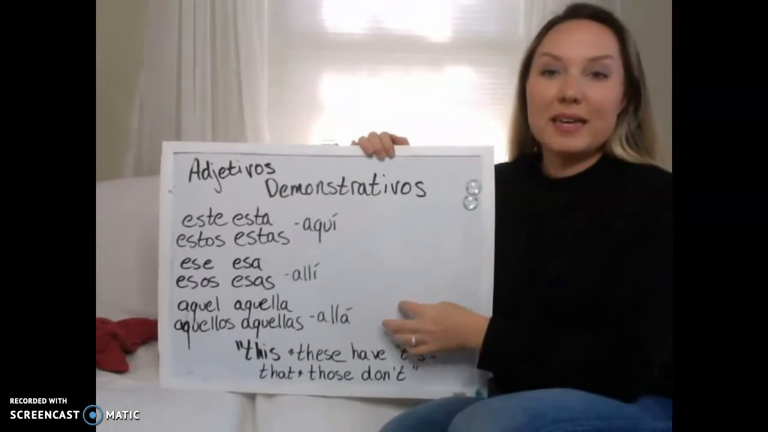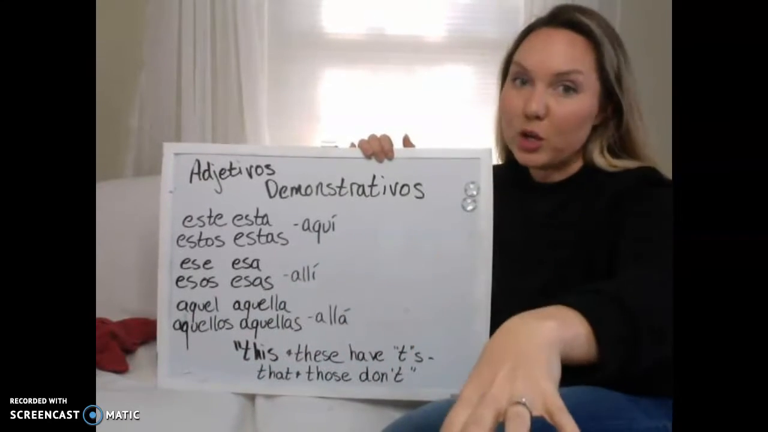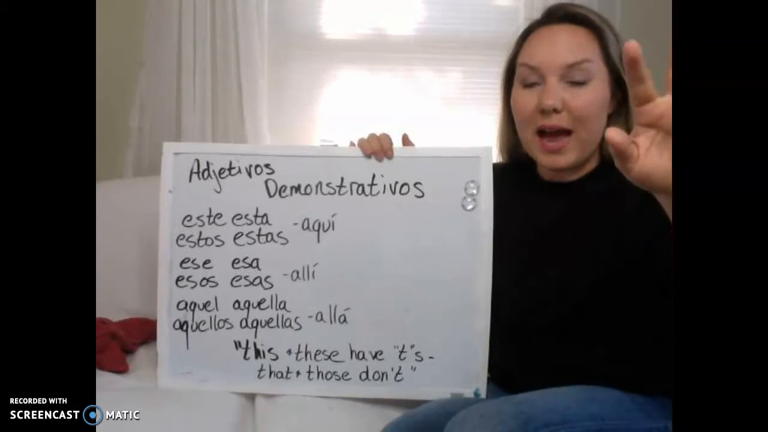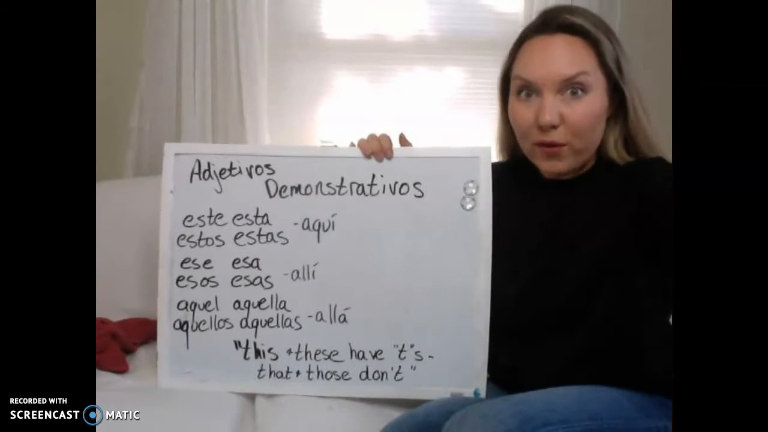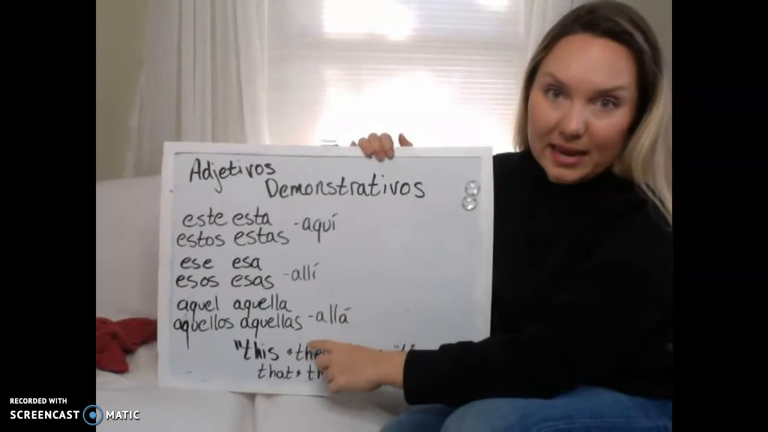Now, if something is allá, it is way far away. It's over there. You may not even be able to see what it is you're talking about, but if you want to say that or those way far away from you, you're going to say aquel, aquella, aquellos, or aquellas.